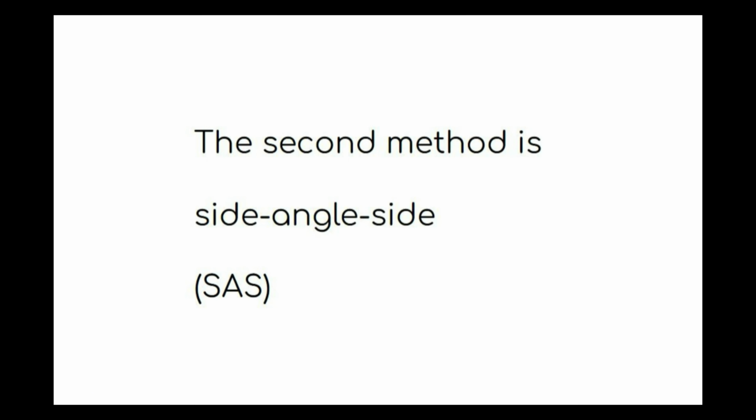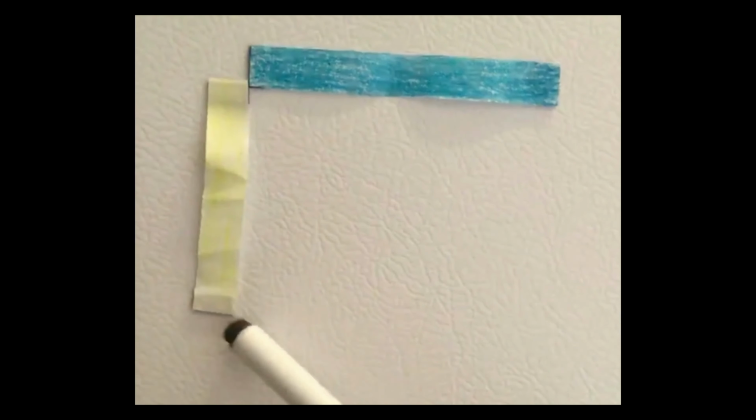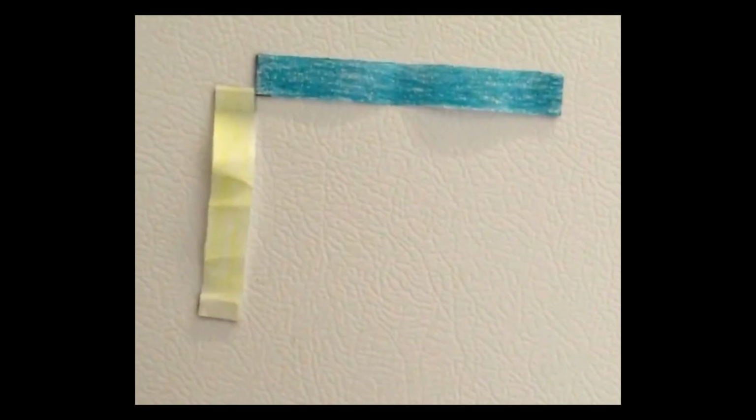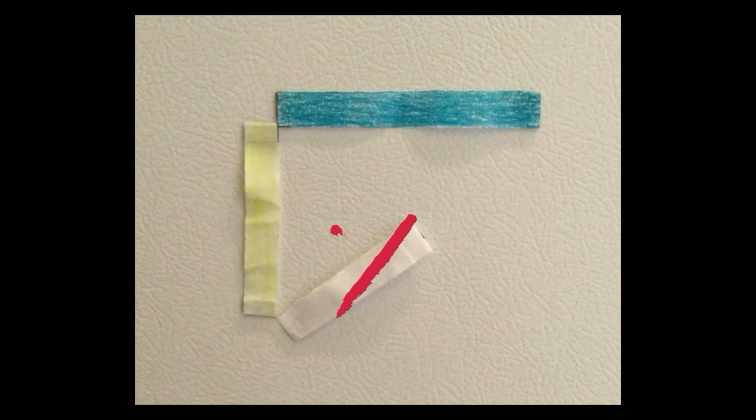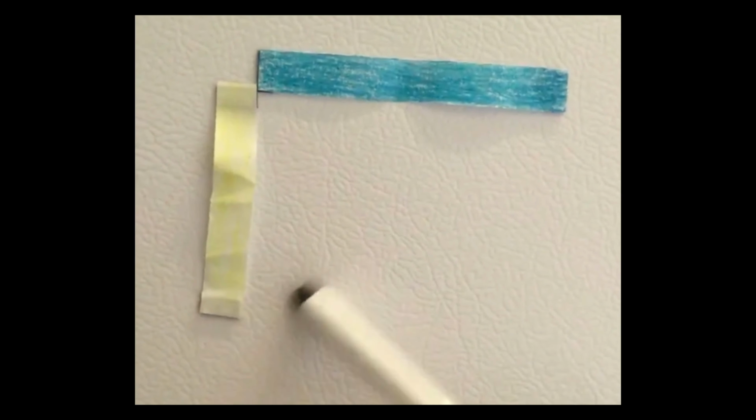The second method is side, angle, side. If you had a set length for the yellow stripe and the blue stripe, and you know the angle in between them, you are able to have something like this. Just by inspection, you know how long the third side is going to be, right? So of course, this white stripe does not fit. On the other hand, this new white stripe works. It's just long enough to reach both sides.